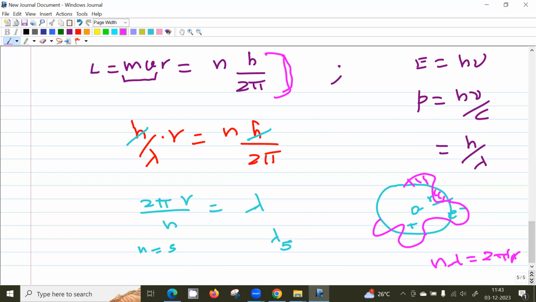The circumference is 2 pi r, and r is fixed, so 2 pi r is fixed. So all values of lambda are not possible. So lambda is also discretized. Lambda n is 2 pi r by n. If you put n equal to 1, that will be 1 lambda. If you put n equal to 2, it will give me the second lambda. But in between, the values of lambda are not possible. So this is another interpretation of Bohr's postulate.